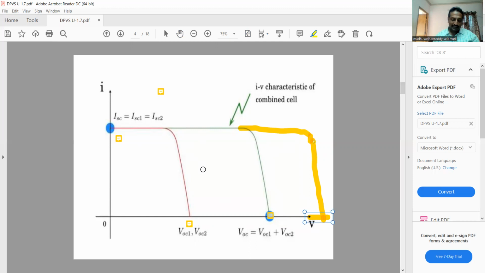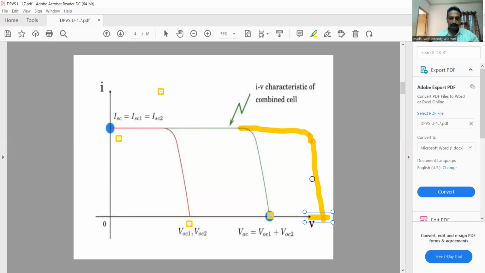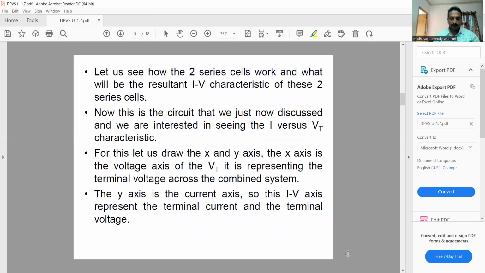Now I'll continue with what happens if non-identical cells are connected. That I'll explain next. So I think you understood that much.